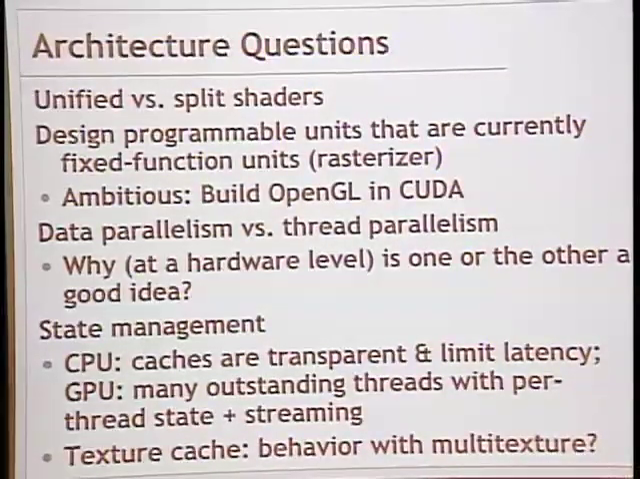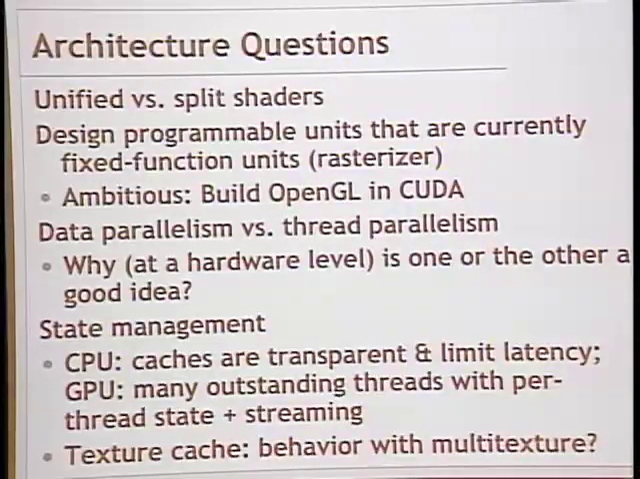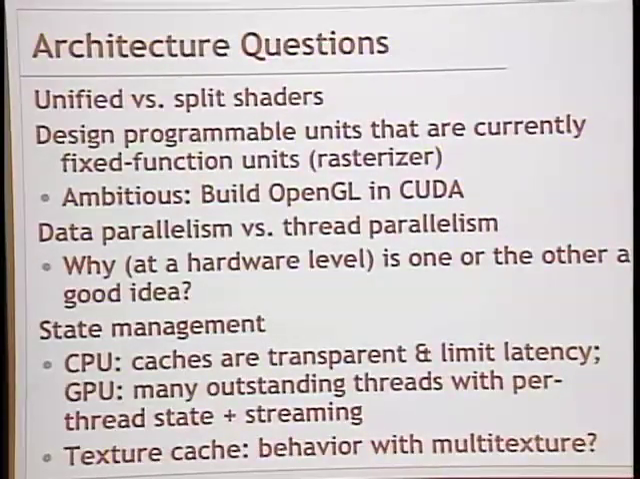Looking at fixed function units, like the rasterizer, how do we implement those in a programmable pipeline? The pipeline's getting more and more programmable. How do we start doing stages that are currently fixed function in something programmable? What are the right algorithms to do there? Something ambitious is building the whole pipeline in a programmable framework. That is a difficult but a very cool problem to think about.